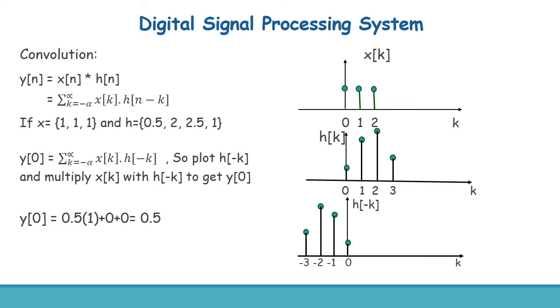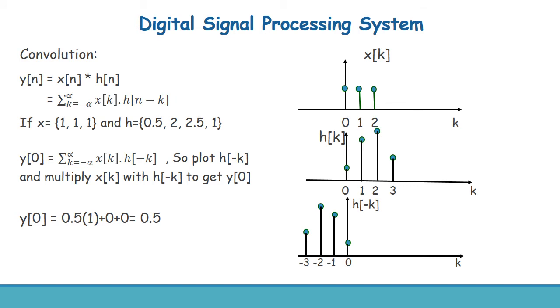So y of 0 is equal to 0.5, that is, h of minus k is 0.5 at 0, and x of k is 1 at 0. So 0.5 into 1, and every other value if you multiply, it is either h of k is 0 or x of k is 0. So the product becomes equal to 0.5. This is when n is equal to 0. So you get the first sample of y of n. So y of 0 is 0.5.